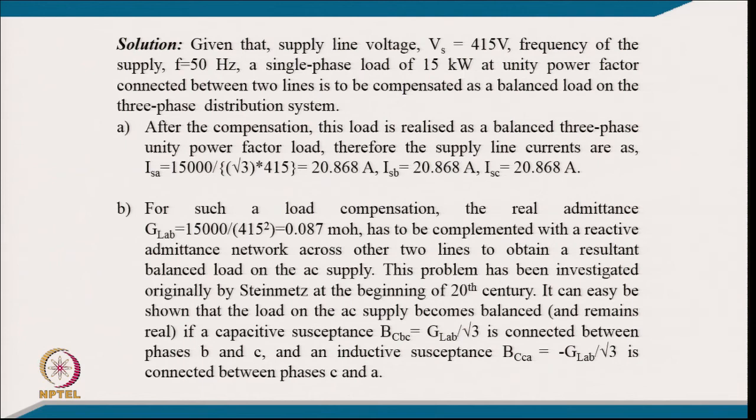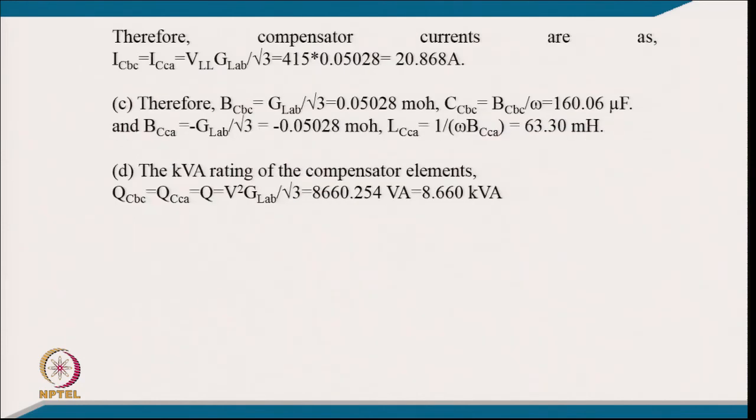It can be easily shown that the load on the AC supply becomes balanced and remains real if capacitor susceptance BBC, the value of G_LAB divided by root 3, is connected between phases B and C, and the inductive susceptance BCA, that is minus G_LAB divided by root 3, is connected between phases C and A. And putting the values of this, we can get the value of the compensator current across BC equal to ICA, both equal in magnitude, VLL line voltage into G_LAB divided by root 3, that is 415 into 0.0500. So, it comes like the current comes only 20.86 ampere.